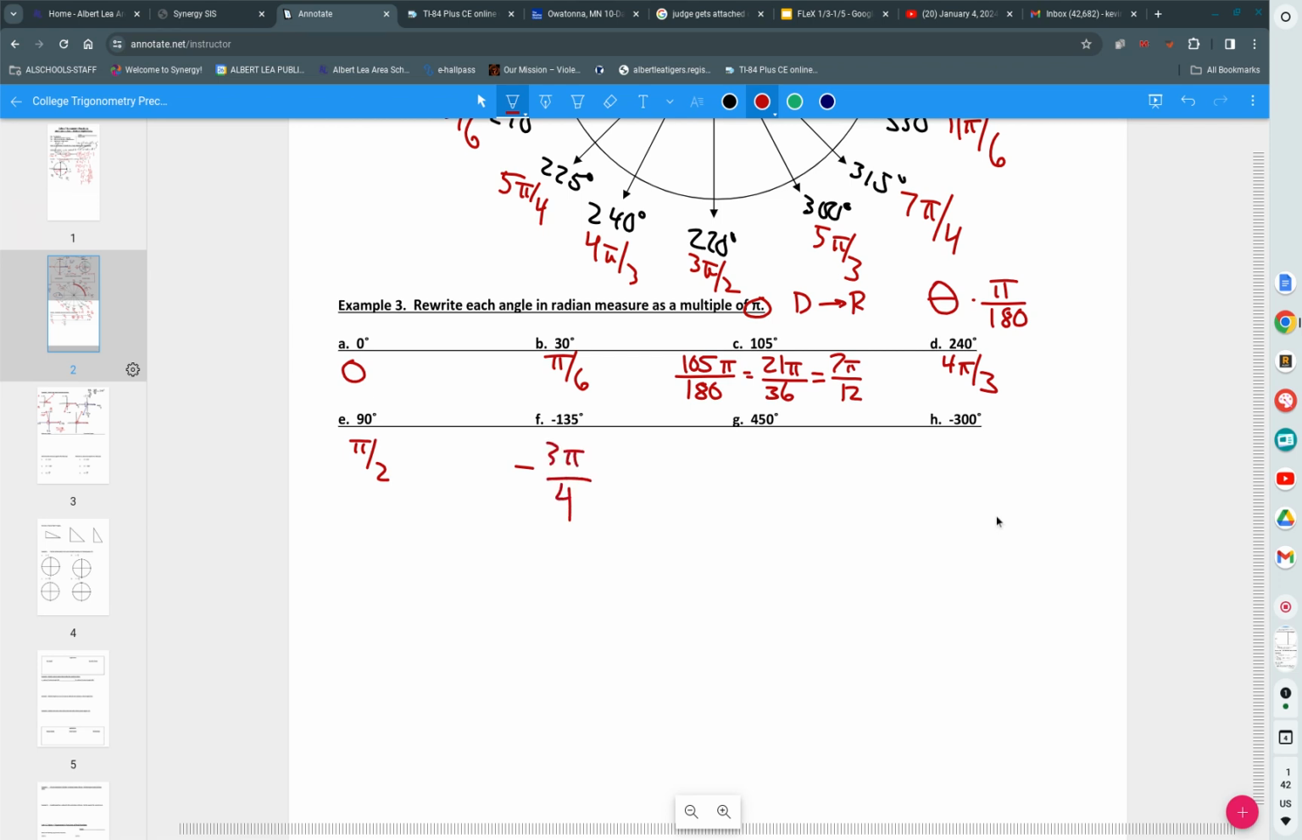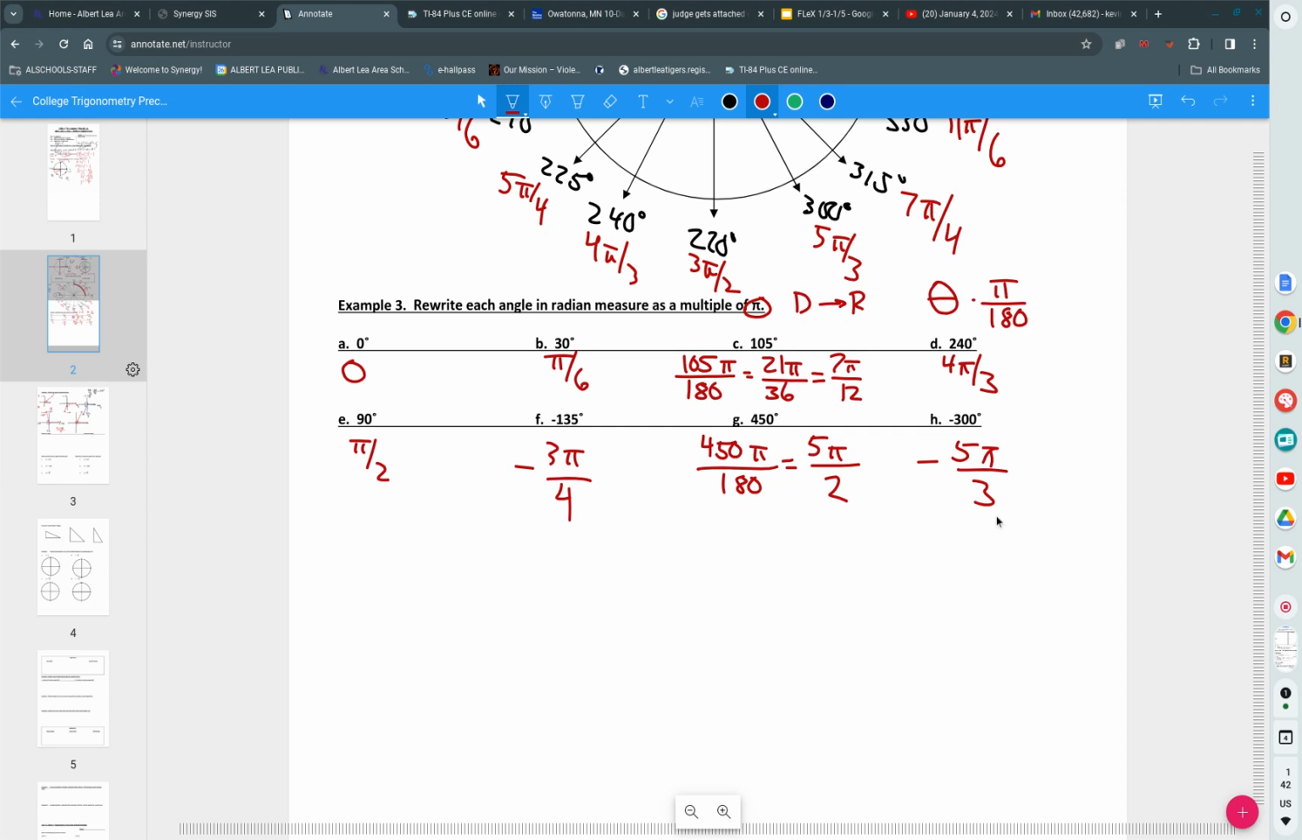Uh-oh, 450. That one has not popped up for us. So I take 450. I multiply by pi. I divide by 180. What are both divisible by? 90. If you take 450 divided by 90, we get 5. And 180 divided by 90 is 2. We get 5 pi over 2. And finally, negative 300. Negative 5 pi over 3. Thank you, Mr. Bryant.